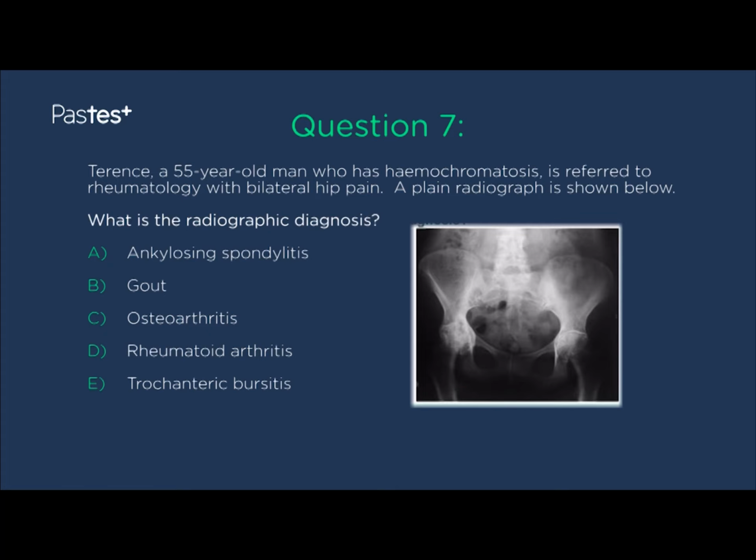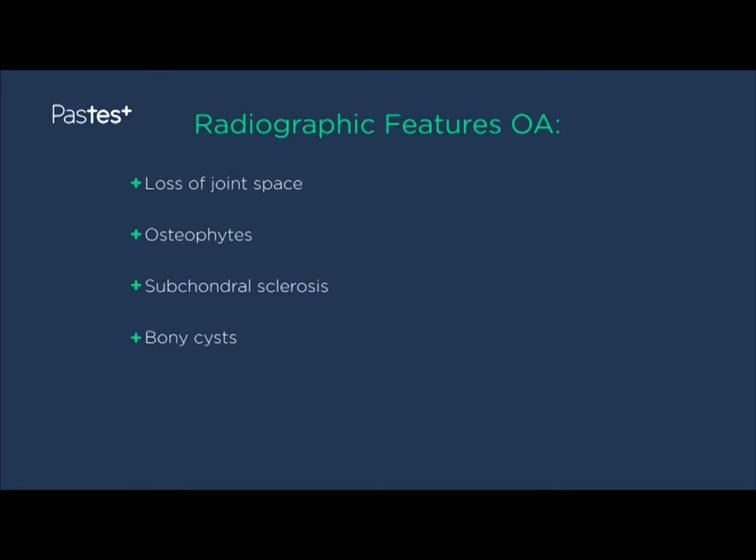So the answer here is osteoarthritis. And although you may have been thrown by his hemochromatosis, trying to come up with something that would tie this together, the radiographic features are really quite clear. And these are the characteristic features of osteoarthritis: loss of joint space, osteophyte formation, subchondral sclerosis, and bony cysts. Remember that osteoarthritis is, if you like, a disease of cartilage, and as the cartilage becomes worn, you lose the joint space, because the joint space reflects cartilage.